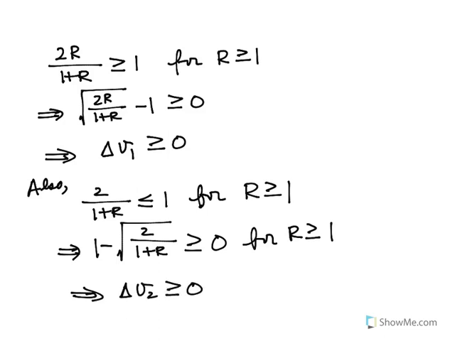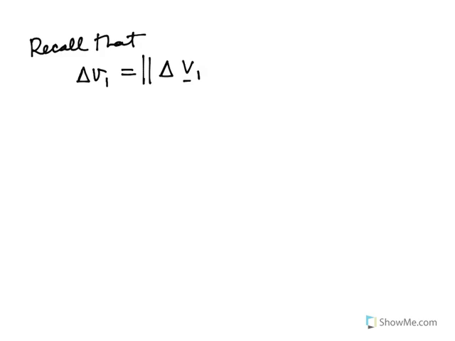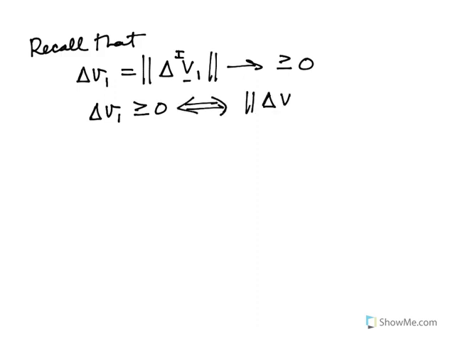Now, let's go back and remember why this is important. Let's recall that delta v1 is equal to the magnitude of the vector delta v1, and this has to be bigger than or equal to 0. So we have consistency now. We've shown that delta v1 is bigger than or equal to 0, which is consistent with the fact that the magnitude of the vector delta v1 has to be bigger than or equal to 0.